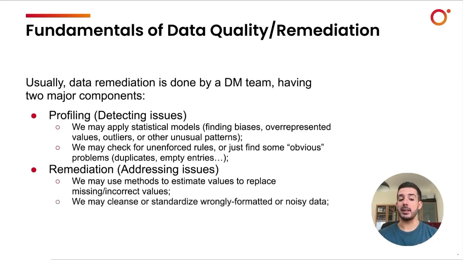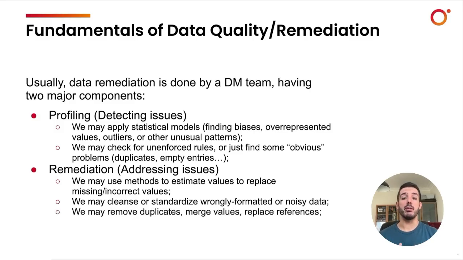Or we may cleanse and standardize data that have the wrong format or that have noise, right? We may have, for example, lists of codes or values for enumerations that don't use the same enumeration across different datasets. For example, a list of countries that in a dataset are represented by a numerical code, and maybe in another dataset they use an abbreviation. So you cannot integrate both datasets and you have to standardize those values. Or other types of issues may involve removing duplicates or merging values or records or replacing references to values that may not exist, or the reference was not updated and they now exist in a different record, for example.